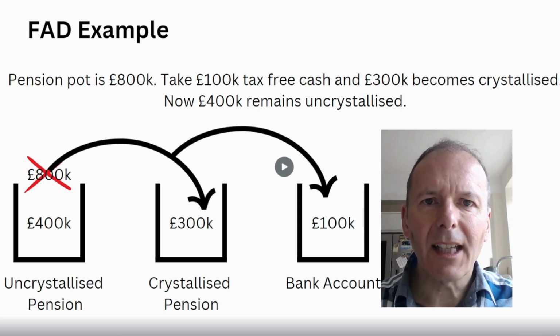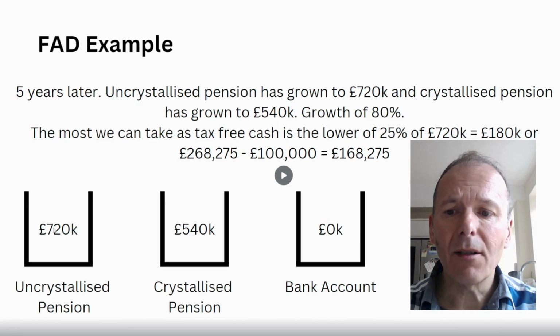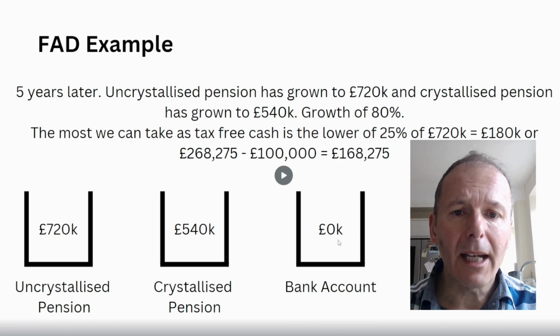Here's a flexible access drawdown example. The pension pot is 800,000 initially, and we take out 100,000 tax-free cash. That then means £300,000 is now crystallised, because it's always in the ratio of a quarter to three quarters, and we've got 400,000 remaining uncrystallised in our pension. It's now five years later, and we've had growth in the pension of 80%. So the uncrystallised pension has grown to 720,000, the crystallised pension has grown to 540,000, and the bank account is zero because we've spent it.